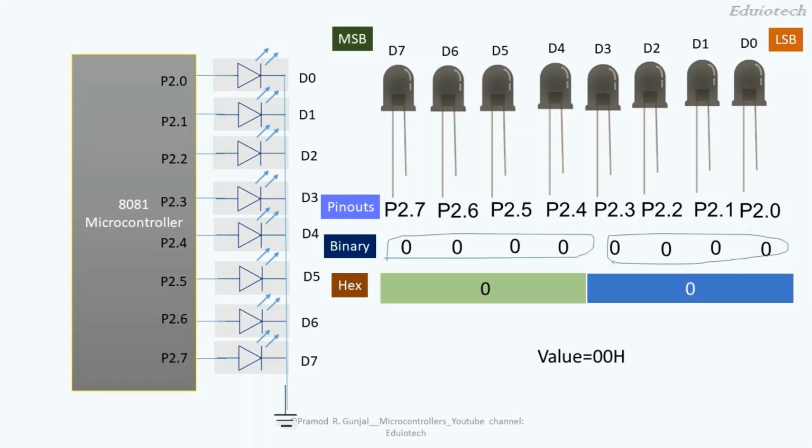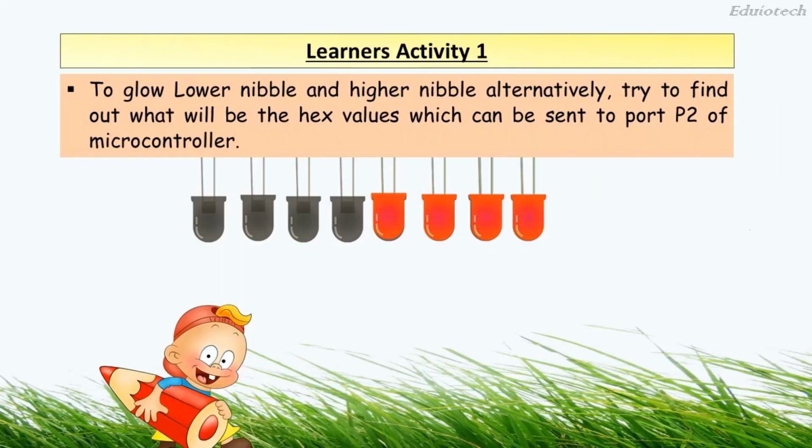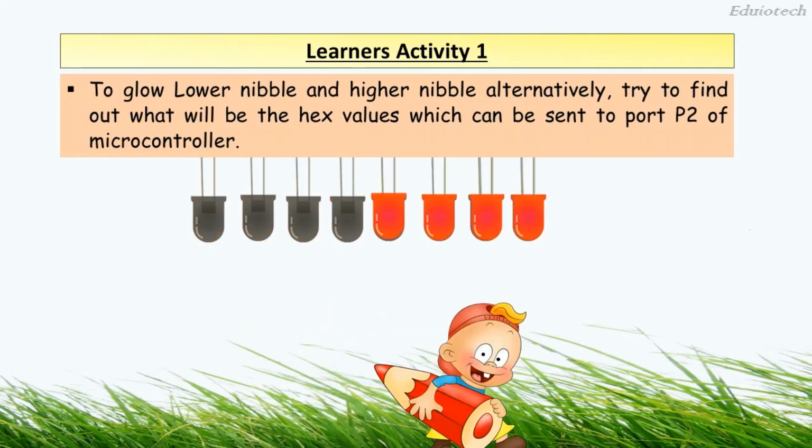Let us glow each LED one by one, means from LSB, that is right side, to MSB at left side, and try to write the hex value to be moved to the port P2 of the microcontroller. Let's have a look and observe the binary form, how the hex value we are obtaining from it. Now, before going ahead, try to find out what will be the hex value which can be sent to the port P2 to glow the lower nibble and higher nibble alternately.